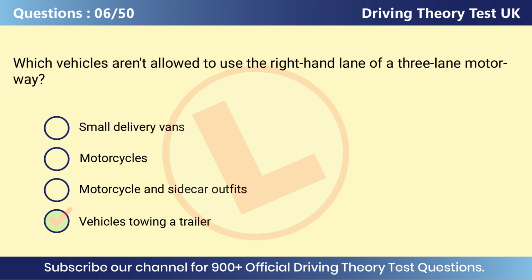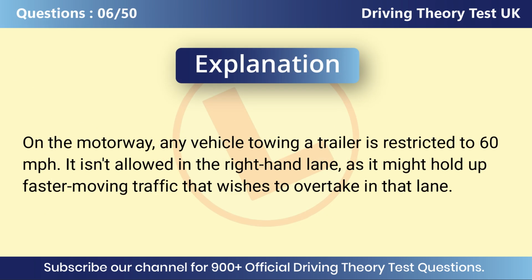D. Vehicles towing a trailer. On the motorway, any vehicle towing a trailer is restricted to 60 miles per hour. It isn't allowed in the right-hand lane, as it might hold up faster-moving traffic that wishes to overtake in that lane.